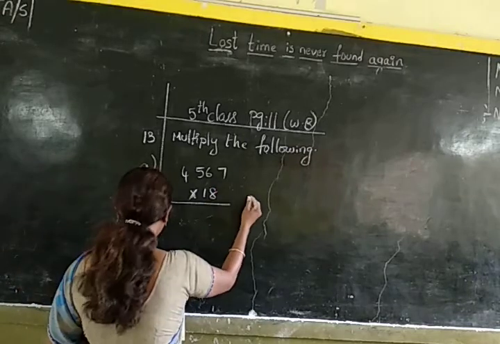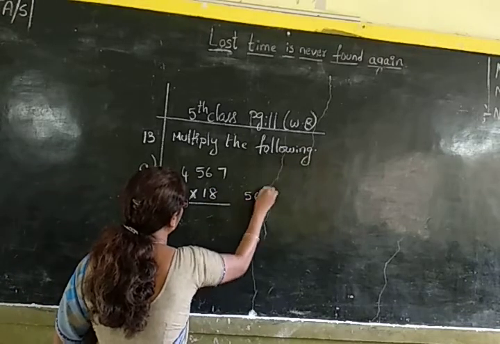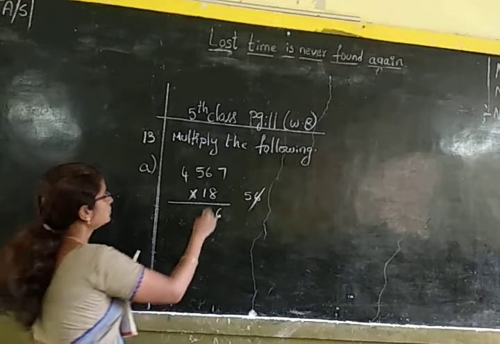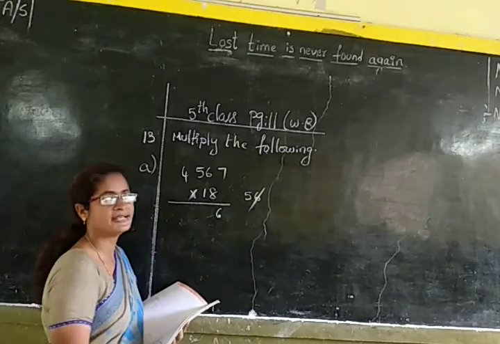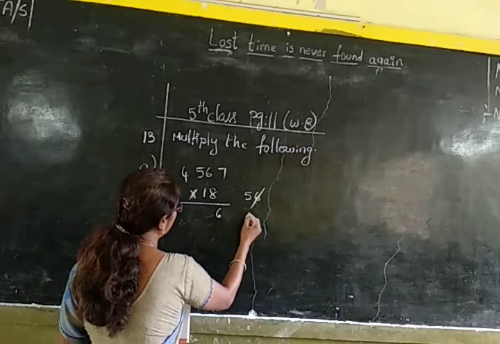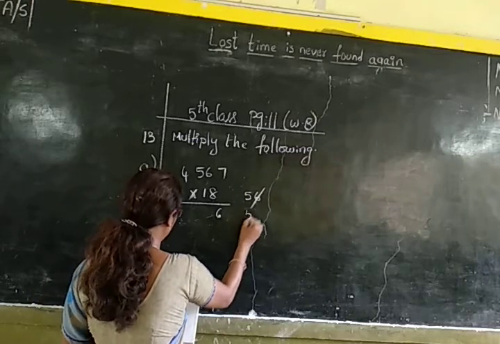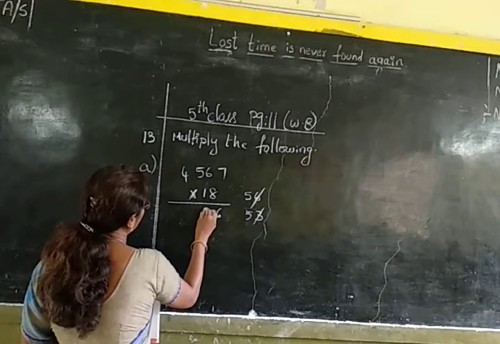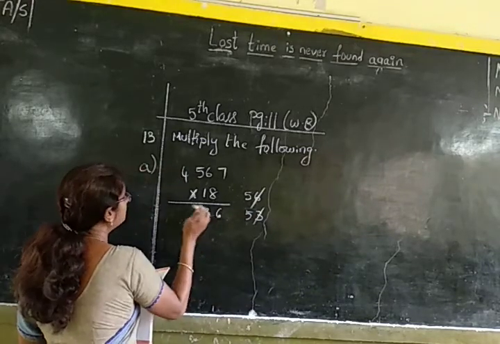8 sevens are how much? 8 sevens are 56. So 8 sixes are how much? 8 sixes are 48. 48 plus 5 is how much? 48 plus 5 is 53. Okay. Now I am putting 3 here.